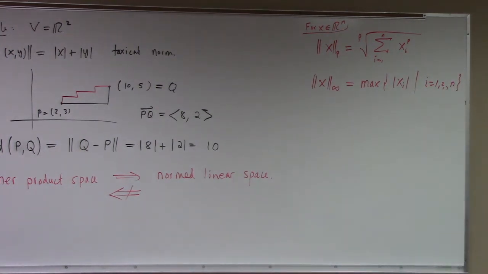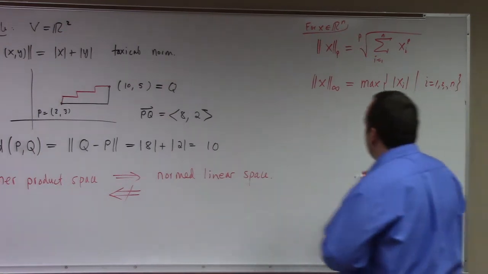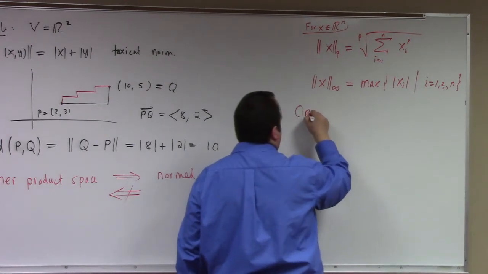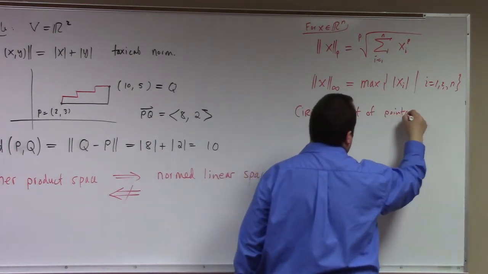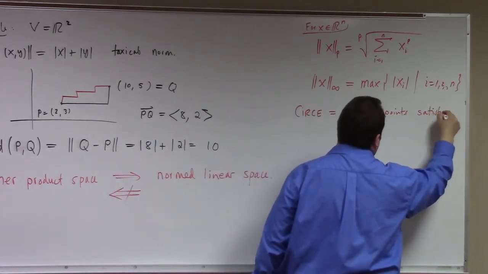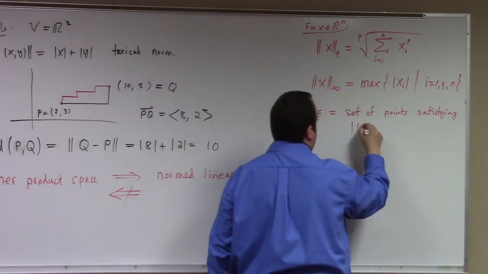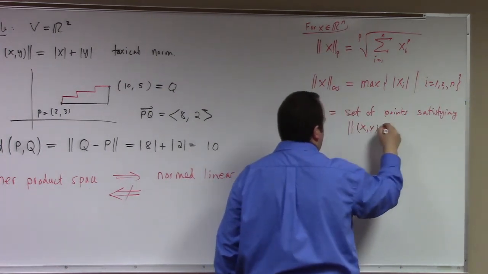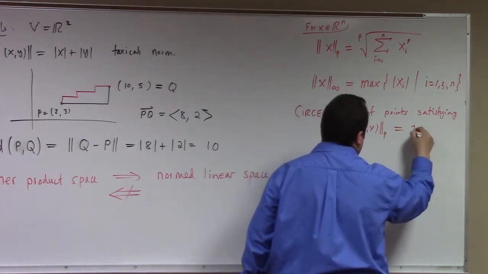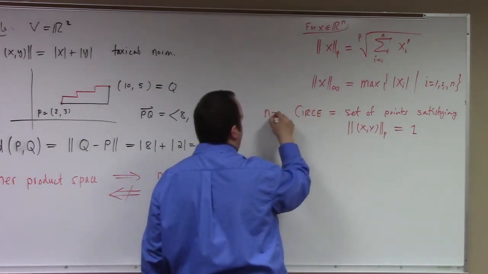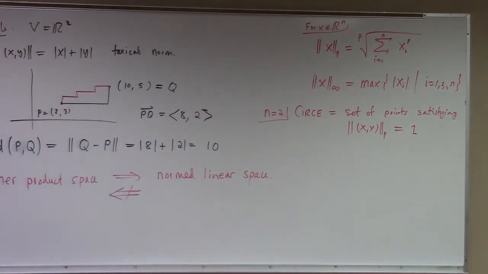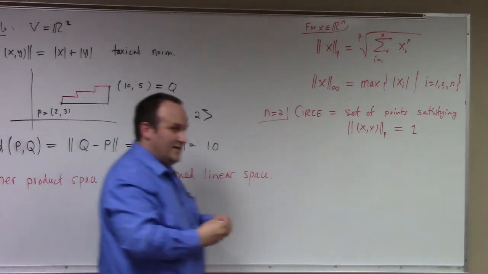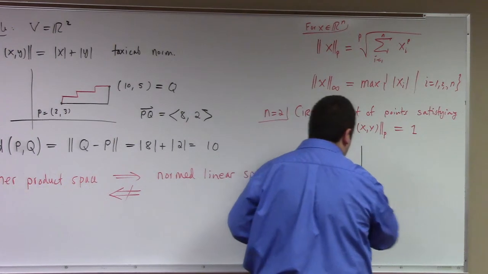And then it becomes an interesting exercise to look at what the circle, quote unquote, looks like in each one of these notions of norm, this notion of distance. Let's say that a circle is the set of points satisfying what? The norm of, let's say, (x, y). Well, it's two-dimensional, so n equals 2. So you can look at the set of points that satisfies p-norm equal to 1 in 2 dimensions, and what do you get?